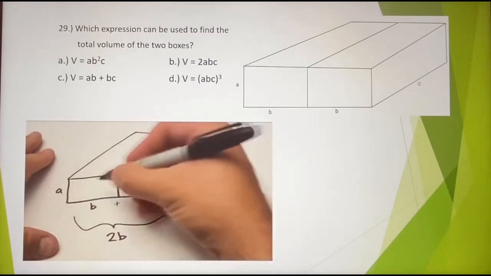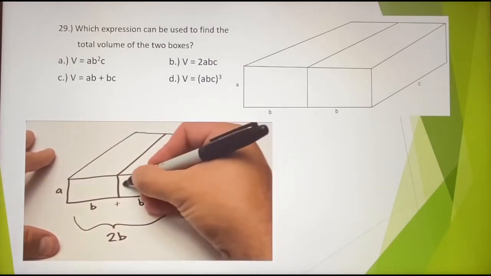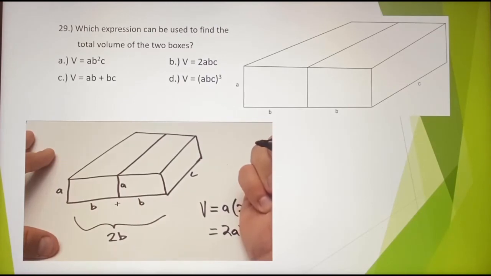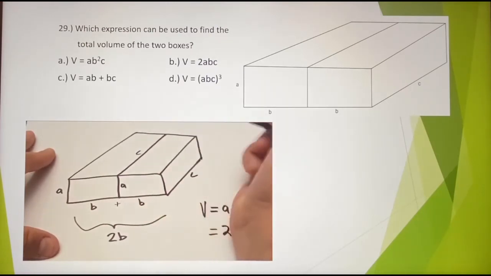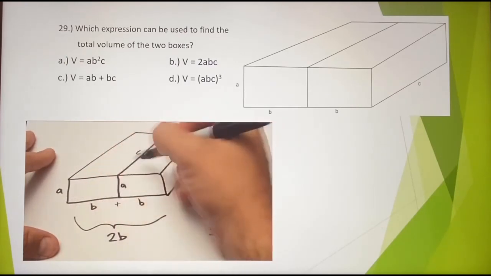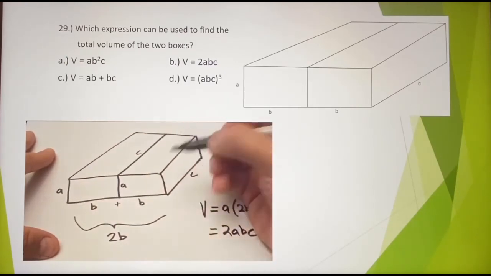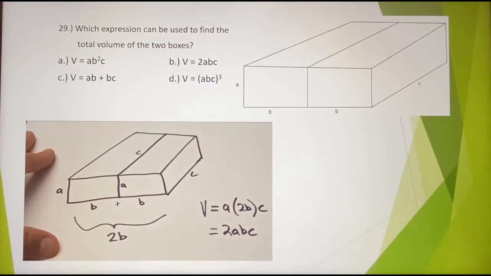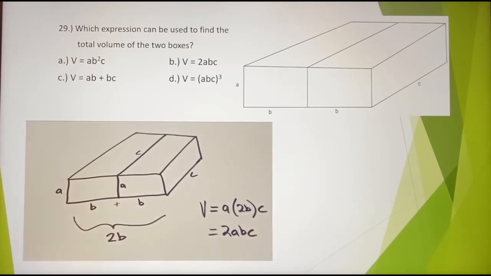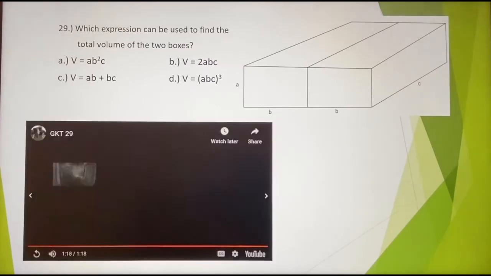Another way we could have done it is said, well, if this is a, then I know this is a as well. And if I just find the volume of this little box, and this is c, so a times b times c for this box, well, same thing here, a times b times c, abc plus abc gives me 2abc. So just another way to do it.